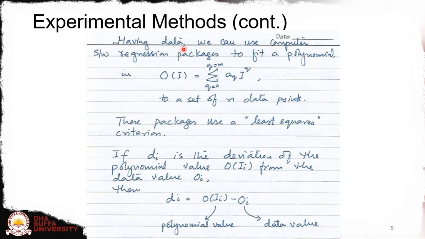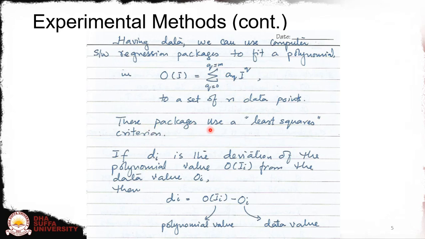Now, having the data, we can use computer software, for example some kind of regression packages in MATLAB or other software. Every software has simple regression packages. In a regression package, we fit a polynomial, for example the output equation as a polynomial function of the input, to a data set. Fitting means we are trying to find the appropriate coefficients for this polynomial.